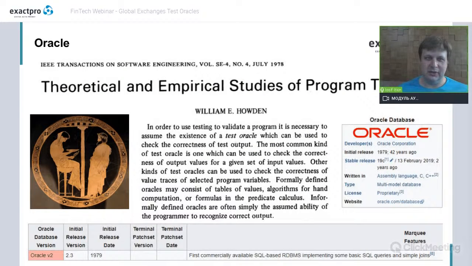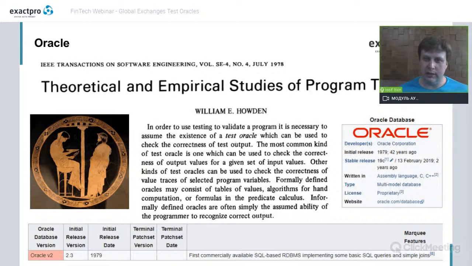The next term is not that often used. It is Oracle. So Oracle is known as a database, and Oracle is also a term that was introduced in 1978. A test oracle is one which can be used to check the correctness of output values for a given set of input values. It is a definition that appeared in the original paper.